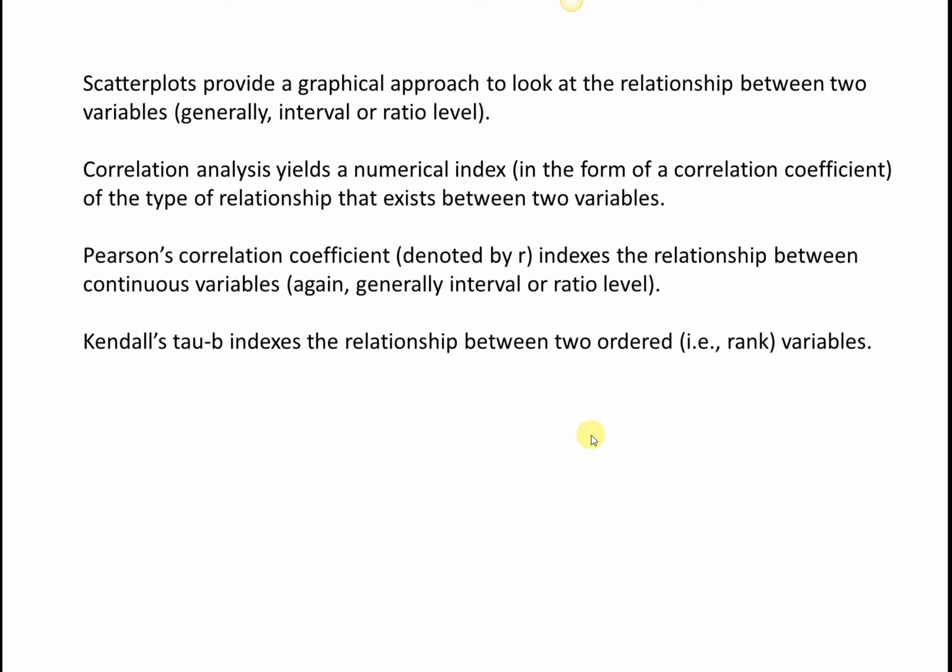In this video, we're going to talk about two types of correlation coefficients. The first is Pearson's correlation coefficient, which is denoted by r, and it indexes the relationship between two variables that are treated as continuous. And generally, these variables are scaled at an interval or ratio level of measurement. Kendall's tau-b indexes the relationship between two ordered variables, or basically two variables that are ordinal in scale.